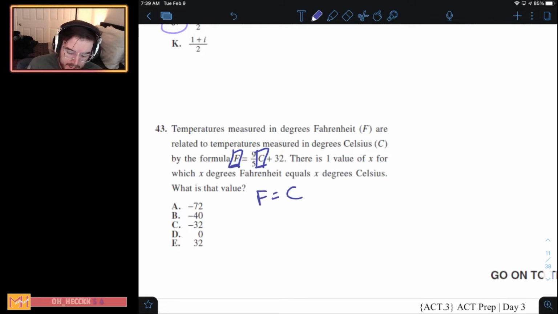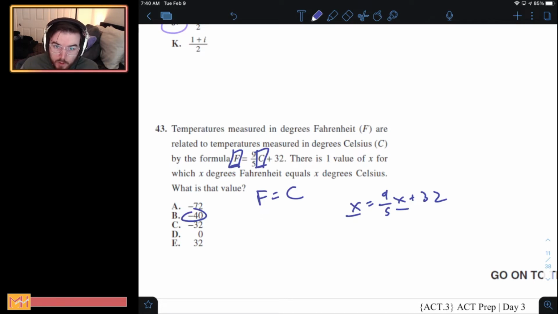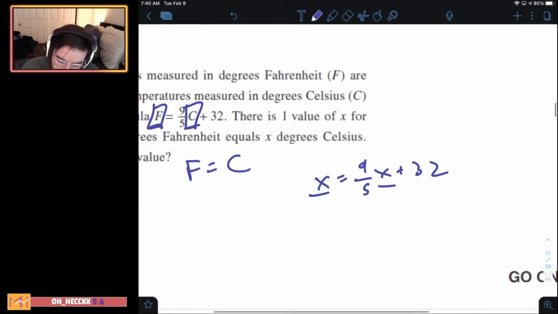F and C are equal, so let's just call it x. They are the same value. When it's 38 degrees Fahrenheit, it's 38 degrees Celsius, or when it's -40 degrees Fahrenheit. So we just want to know when this equation is true, when they're equivalent, when they're the same thing. So let's go ahead and solve.